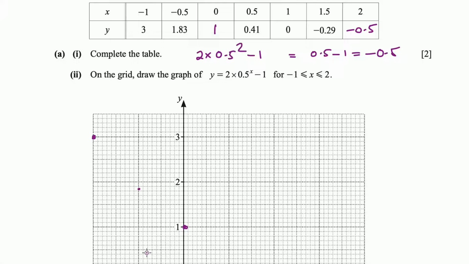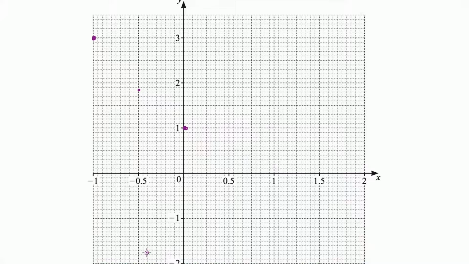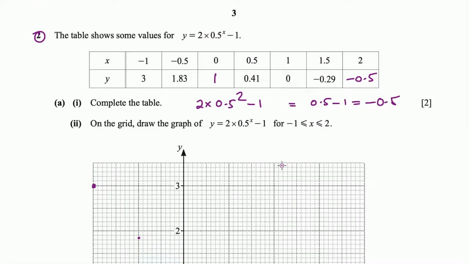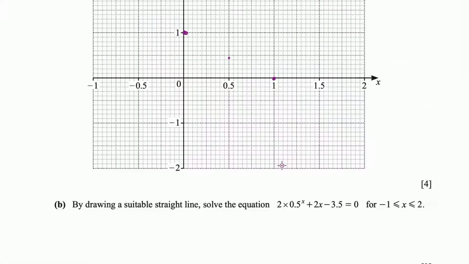So we can see that for 0.5 it is 0.41. So let us check 0.41. So this is 0.4, almost here. Oh no, sorry. So for 0.5 it is 0.41. It would be here, and for 1 it is 0. And the other 2 points are minus 0.29, minus 0.5. So minus 0.29.